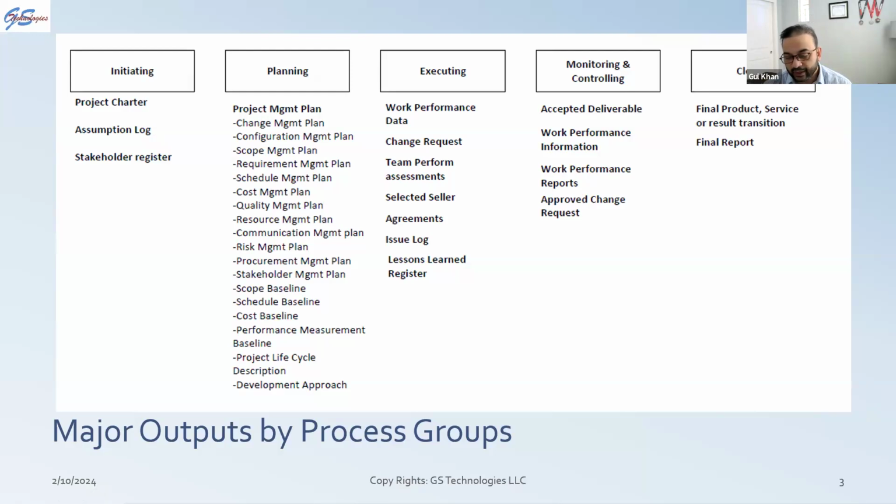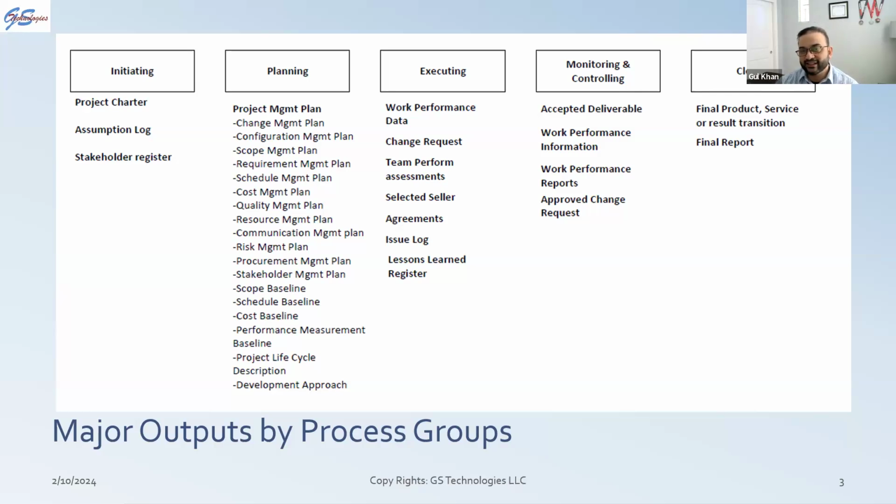It has a change management plan, configuration management plan, scope management, requirements, schedule, cost, quality, resource, communication, risk management, procurement, stakeholder management, and scope baseline. Scope baseline is very, very important because you need to finalize your scope and then you have to baseline that one. Schedule baseline, that's what you normally do at the end of all the planning that you do. Then the cost baseline is based on this scope and this schedule, this is going to be the cost. So you have all these three baselines.